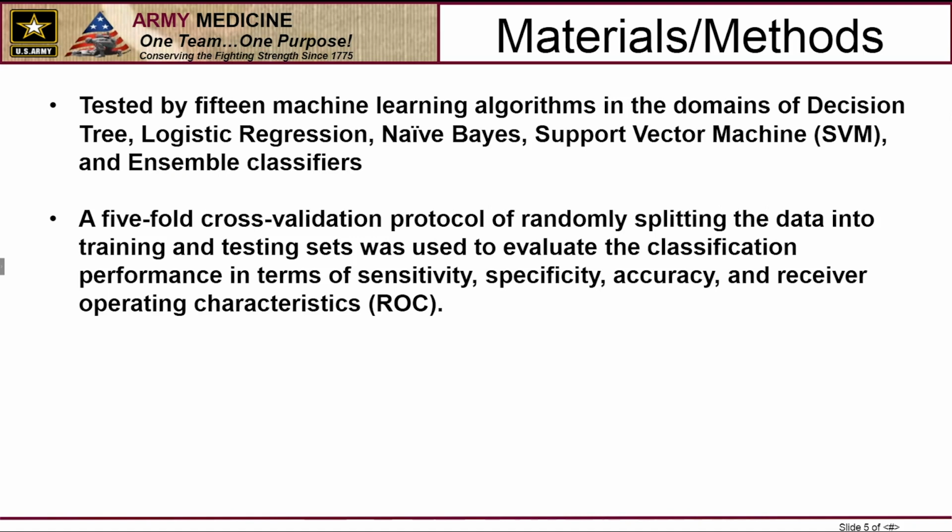In terms of getting into the nitty-gritty details of machine learning for those unfamiliar with it, the different domains, decision tree versus logistic regression, are just different statistical approaches to evaluating the data broadly. Following this, a 5-fold cross-validation protocol of randomly splitting the data into training and testing sets was used to evaluate this classification performance, specifically looking at sensitivity, specificity, accuracy, receiver operating characteristics, as well as positive and negative predictive value.